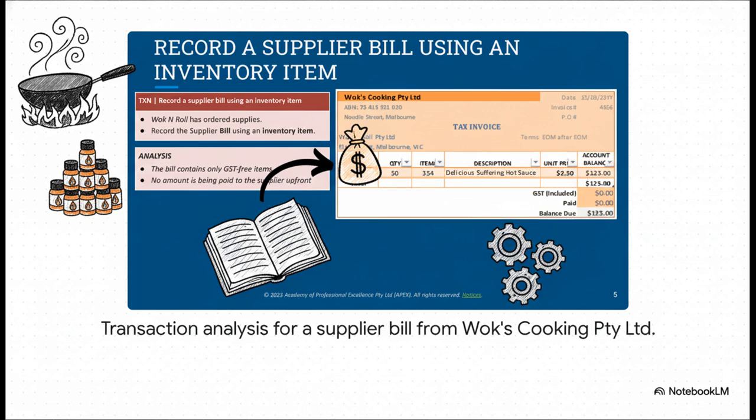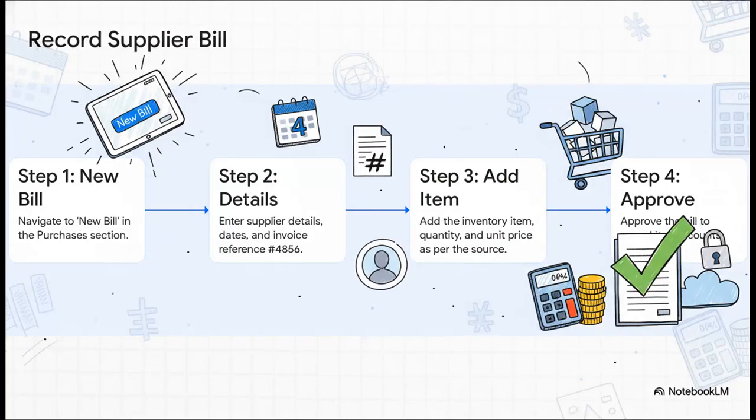The company Walk Enroll has received a bill from Wokes Cooking Pty Ltd for 50 units of an inventory item. The total value is $125. It is important to note that this is a credit transaction and no payment has been made at this stage. The procedure for recording this transaction involves 4 steps.